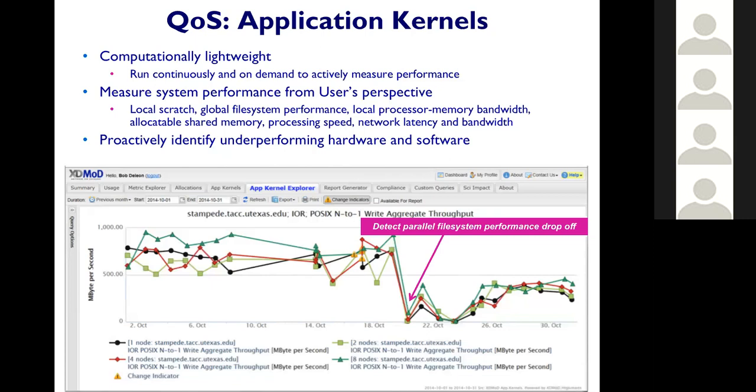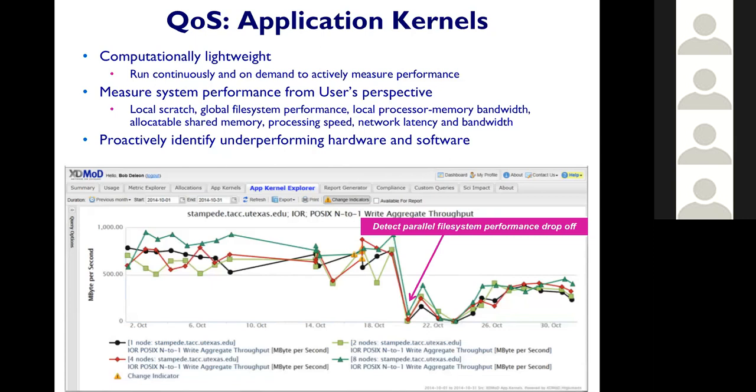We selected them to span the entire operational characteristics of the machine, but they're computationally lightweight. We run them very periodically, though. Some run every day, some run every other day. And we want to measure the system performance from the user's perspective, not from the system administrator's perspective. The idea is you want to proactively identify underperforming hardware and software. The example I'm showing you is TACC Stampede, and it's a file system. On the y-axis is the megabytes per second, and on the x-axis is the day. So you can see higher is better than lower. And all of a sudden at one point, the file system performance fell off. TACC was aware of that, but we were able to identify that as well by running these application kernels.